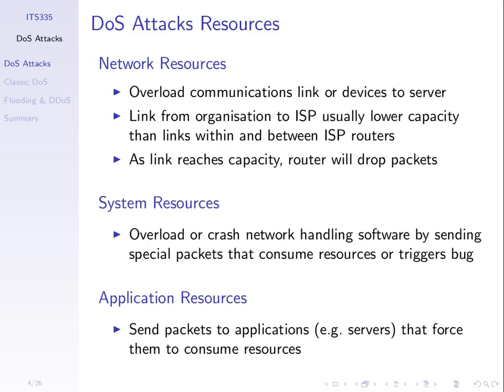What happens if you do overflow a link is that packets start to be dropped. My link can support so many bits per second being sent through it. If we start sending into the link at a rate that exceeds that capacity, then something needs to give. And what normally happens is packets get dropped. And as packets start to get dropped, then people's data doesn't get transferred to the server, and that's when the normal users are denied service.